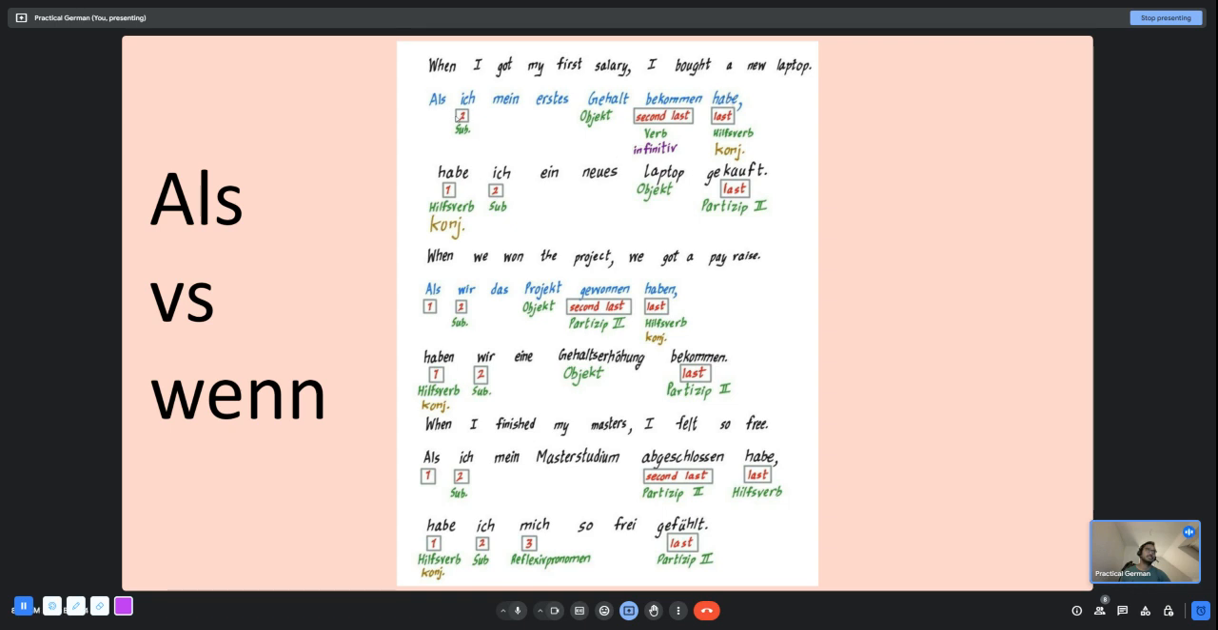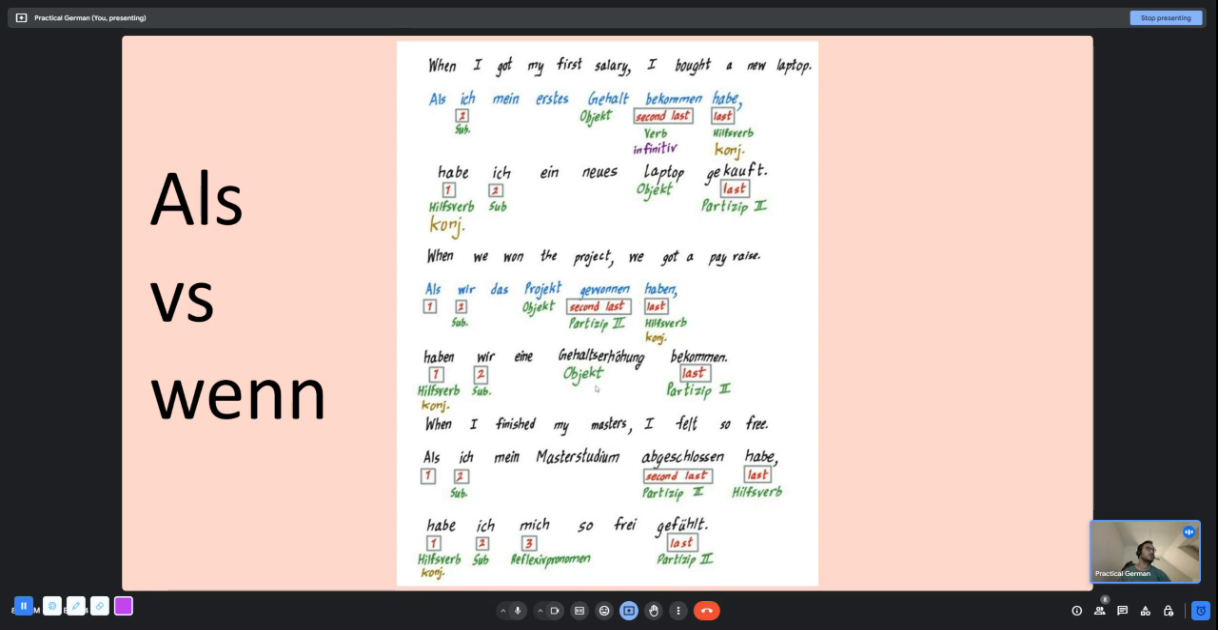So similarly with als as well, the conjugated verb got pushed to the last position. Okay. So als is something like "when", but you are always talking about past tense, one-time events. You will never talk about future and not present. Always past tense, like one-time events, whenever that one time is, or things that don't happen that often. Okay, something like that.